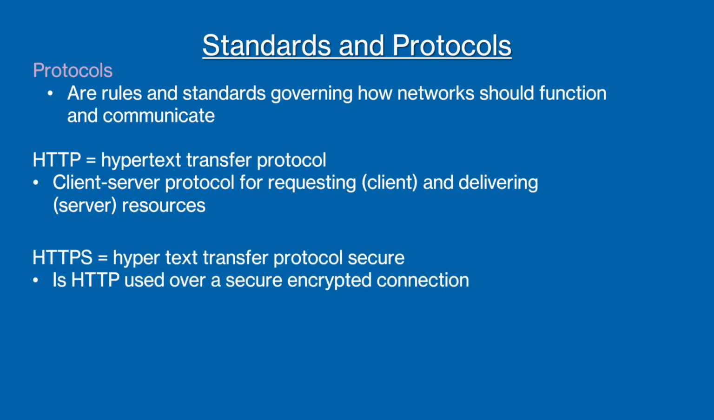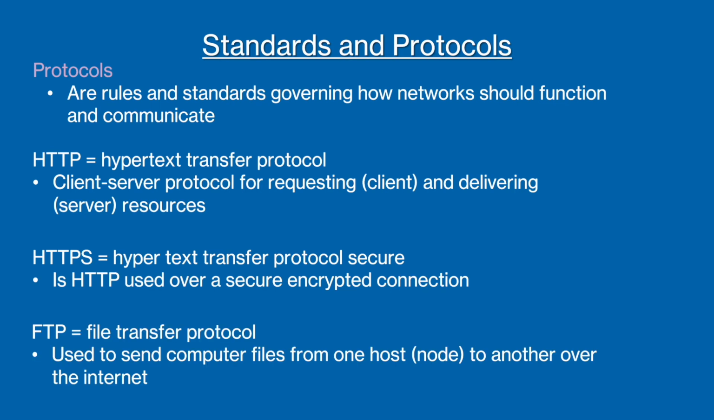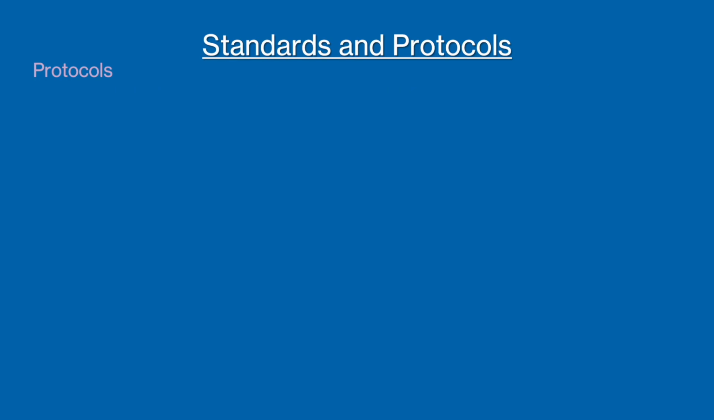Next, we have HTTPS, or Hypertext Transfer Protocol Secure, and as you can probably guess, this does pretty much the same thing as HTTP, but it is used over a secure encrypted connection. FTP is the File Transfer Protocol, and this is the protocol used to share and send computer files over the internet. The next 3 protocols are all to do with sending and receiving emails from an email server.